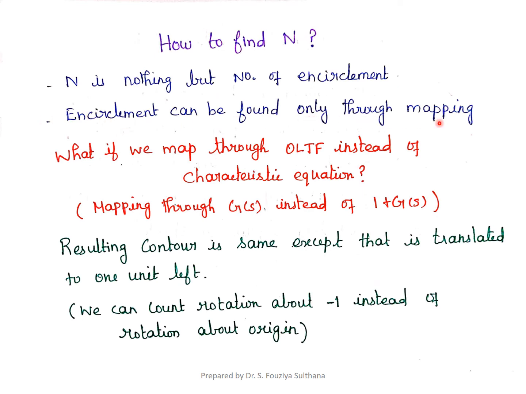So what if we map through the open loop transfer function instead of the characteristic equation? That is, the characteristic equation is represented by 1 plus g of s, and the open loop transfer function is represented by g of s. What will happen if we map through the open loop transfer function instead of the characteristic equation? The resulting contour will be the same, except that it is translated one unit left. Now we have to count the rotation about -1 instead of rotation about the origin.